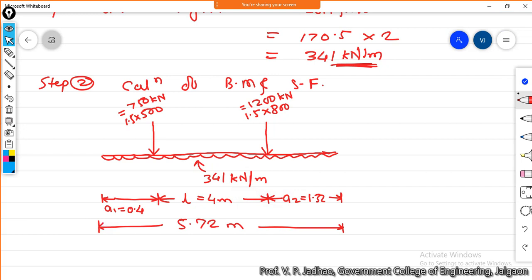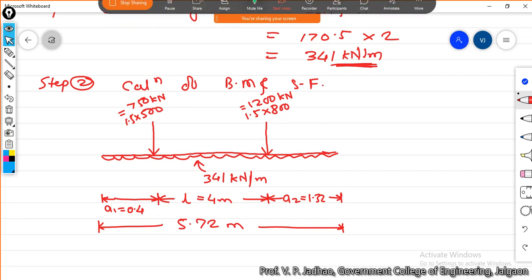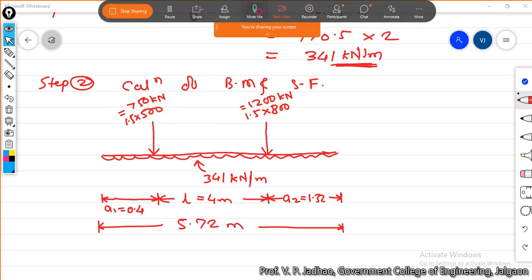Now what we are assuming is that the footing is acting like a beam which is subjected to this 341 kilonewton per meter load. Just a minute, I have a call.